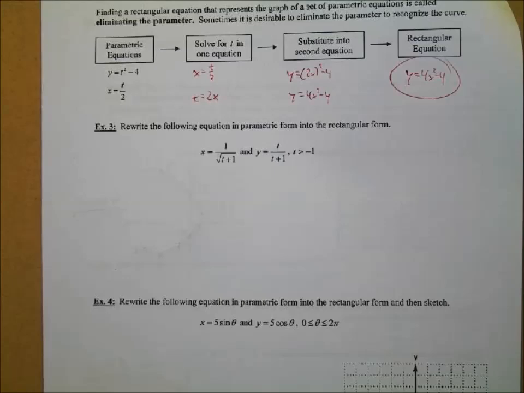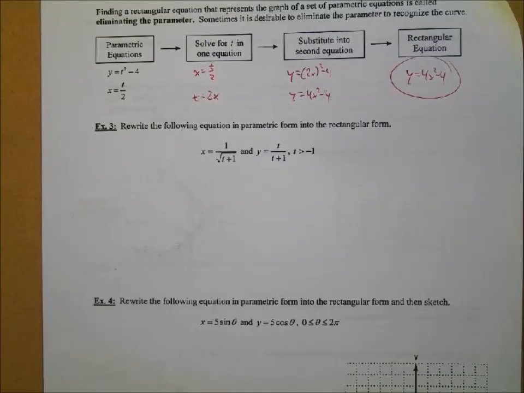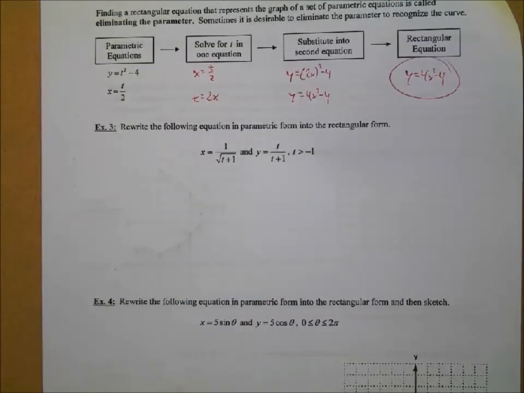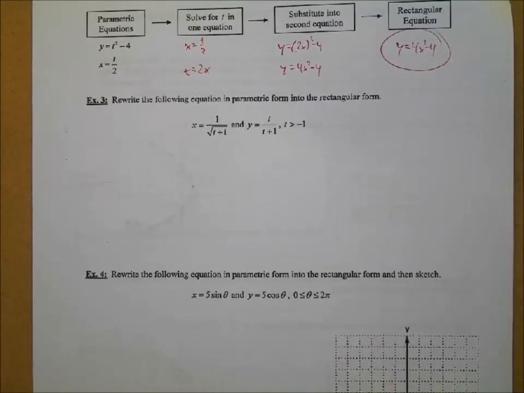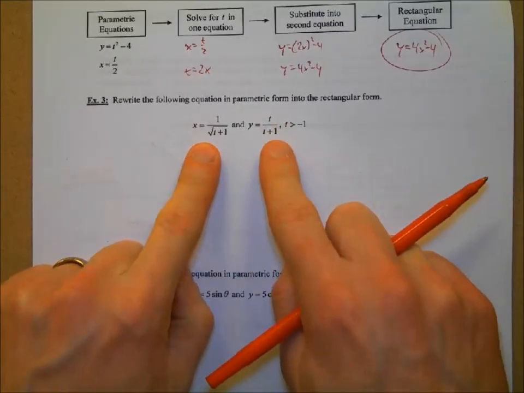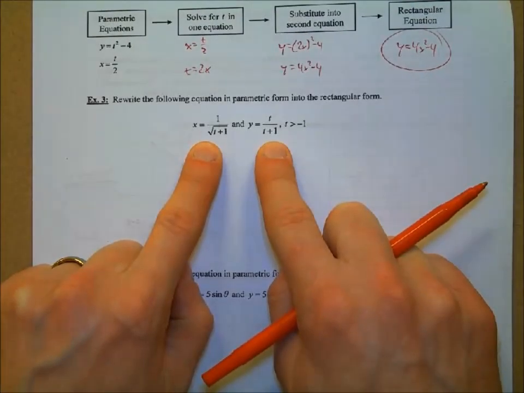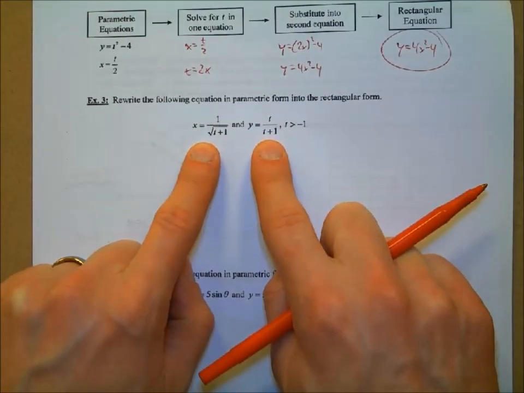All right, so example 3 here: let's rewrite the following equation from parametric form into rectangular form. So again, for this scenario, which equation should we try to solve for t? The first one here or the second one? The second one. We want to solve the second one for t. All right, well, let's try here.